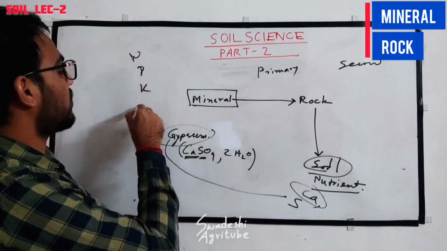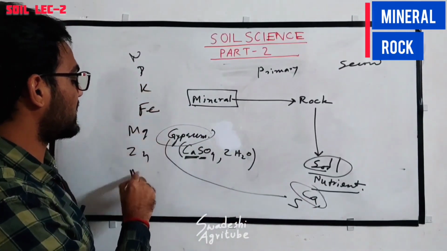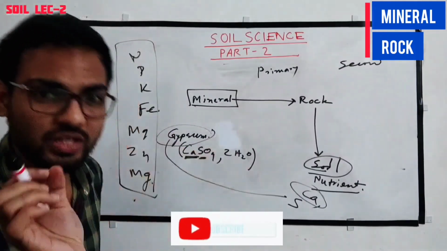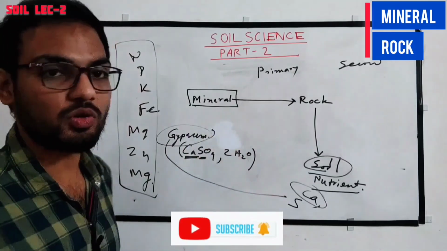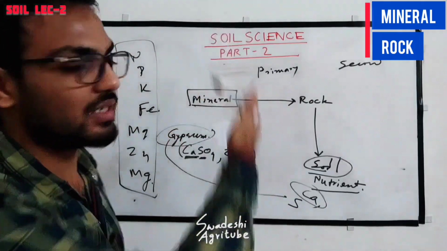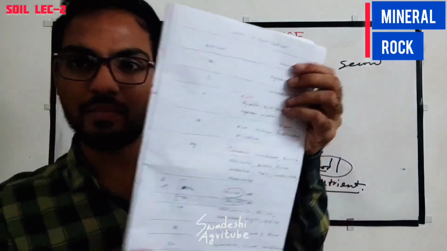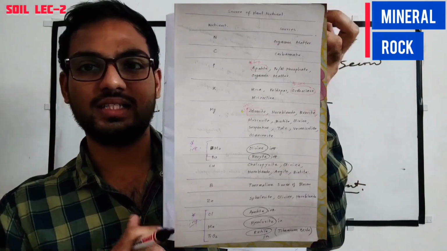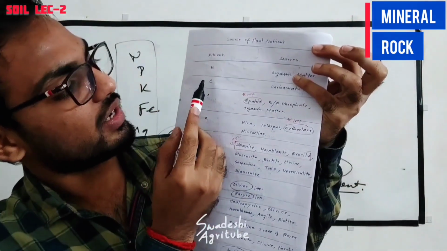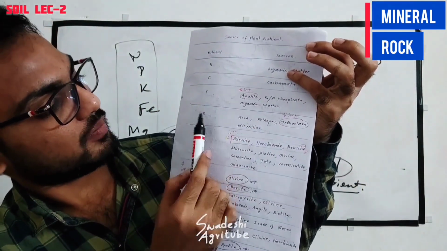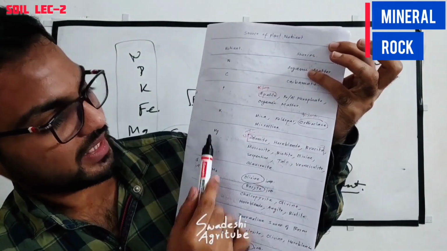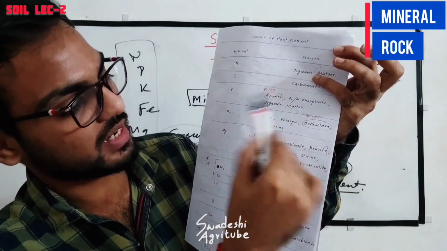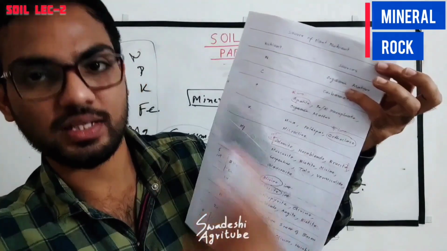P, K, iron, magnesium, zinc, manganese, these come from some specific minerals, right? That's why we have to remember them. I have made a chart regarding these nutrients and their sources. I will paste the link of this image again in my description box. It mentions from where we get nitrogen, from where carbon comes. See the red and important notations, those are most important. You have to memorize at least these.